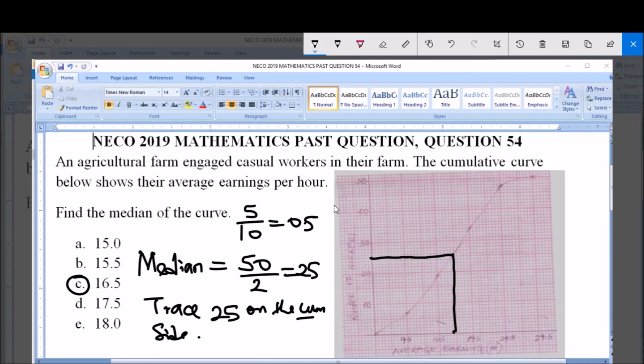Remember how I did this? Using the cumulative frequency, we divided by 2, we got 25. Now tracing 25 from the cumulative frequency to a point where it meets the Ogive, and we trace it downward, that gives us a point on the x-axis, which is the average earning, and that is 16.5. So the median of this curve is equal to 16.5, which is option C.